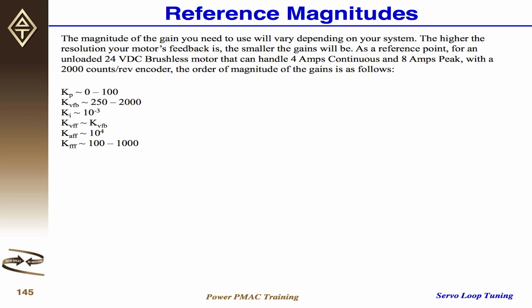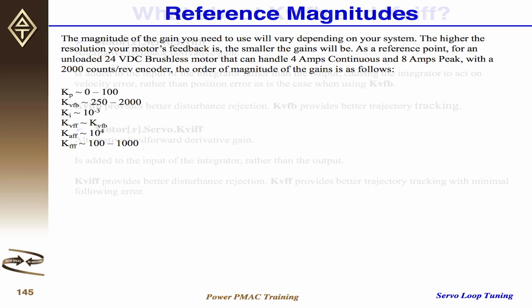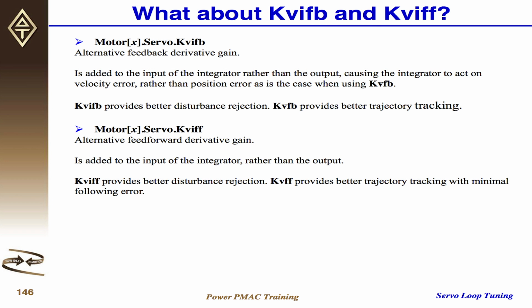And just to note, there are alternative feedback gains. Alternative feedback derivative gains. Instead of KVFB, you can use KVIFB if you want better disturbance rejection rather than trajectory tracking. That's simply because this is added to the input of the integrator rather than the output of the integrator. So the integrator is acting on velocity error rather than position error.